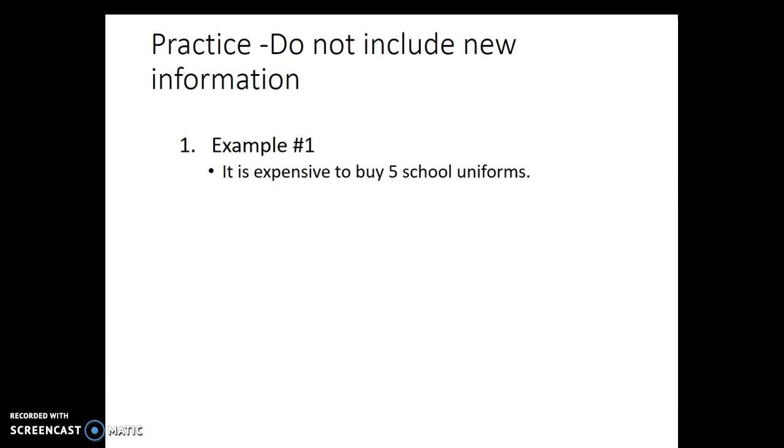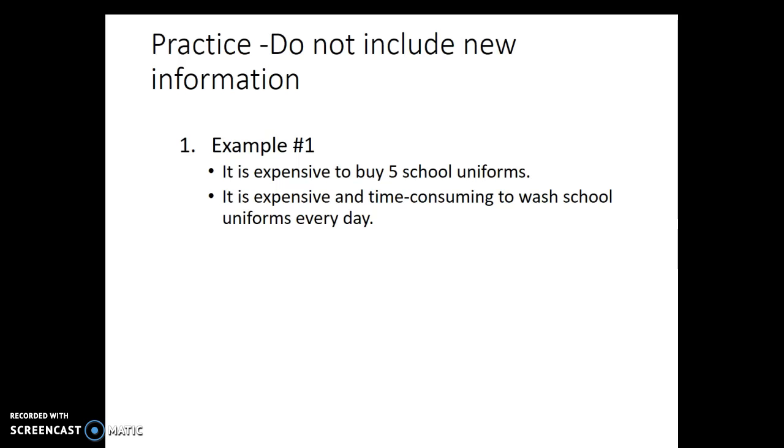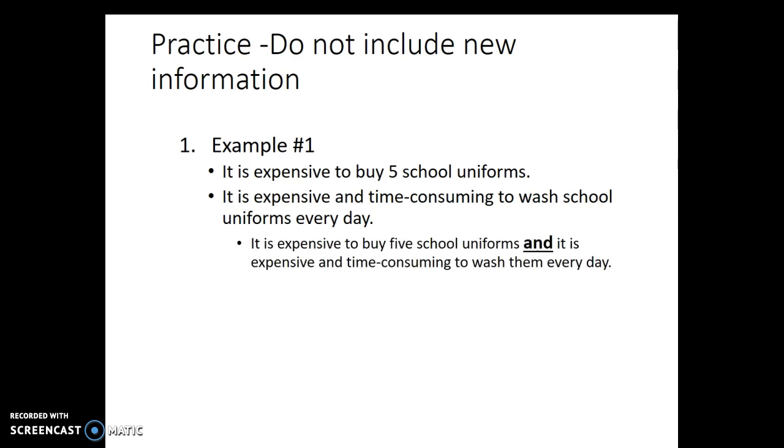Example 1, a student might write, it is expensive to buy 5 school uniforms. It is expensive and time-consuming to wash school uniforms every day. Then they're going to combine this into a sentence. They might say, it is expensive to buy 5 school uniforms, and it is expensive and time-consuming to wash them every day. Quick note there, them, right, we see is referring back to school uniforms. They've been able to reduce repetition by using object pronouns with clear antecedents.